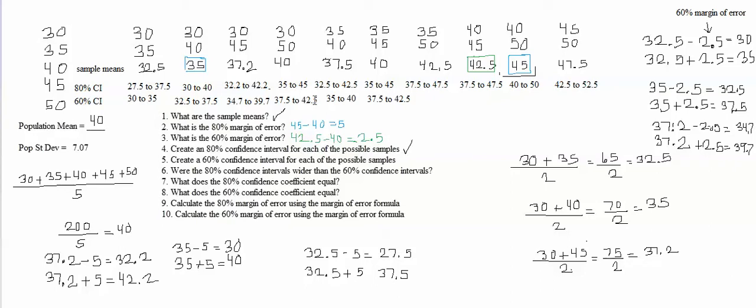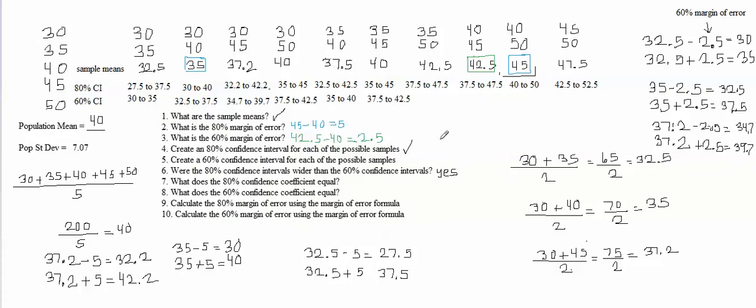So 10 is wider than 5, so each of these intervals in the top row are wider than each of the intervals in the second row, so the answer is yes, the 80% confidence intervals are wider. The reason why they're wider is because when we created them, we were adding and subtracting a larger number. We were adding and subtracting 5.